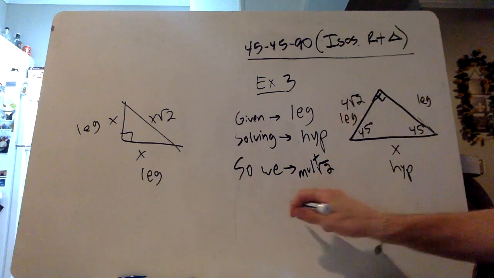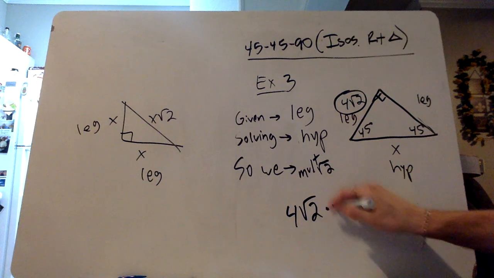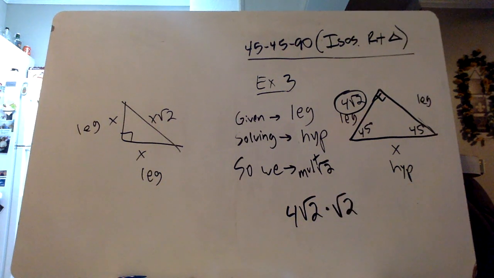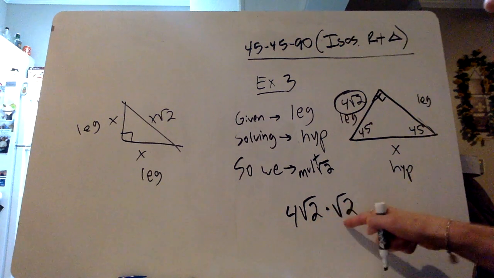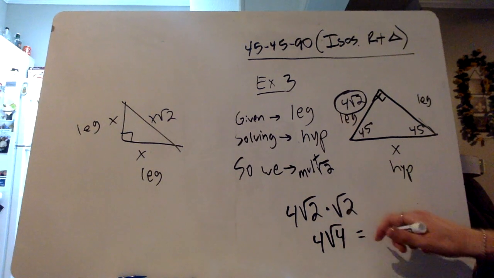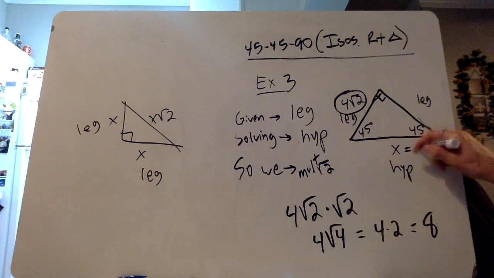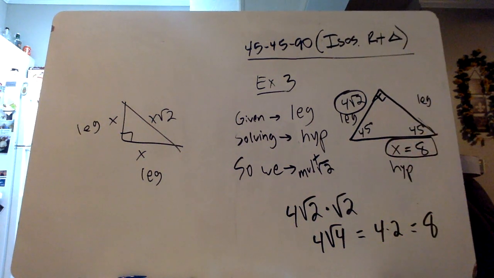So take 4 square root of 2, that whole thing times square root of 2. Right? Square root of 2 times square root of 2 is just 2, because it's square root of 4, which is then going to be 4 times 2, which equals 8. So that is what my hypotenuse is, 8. So that is example 3. Hopefully you're catching my drift.